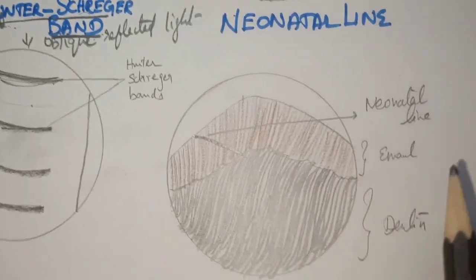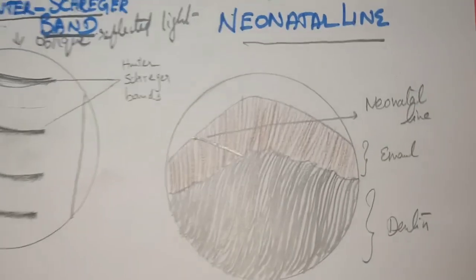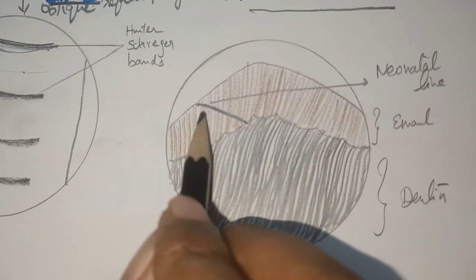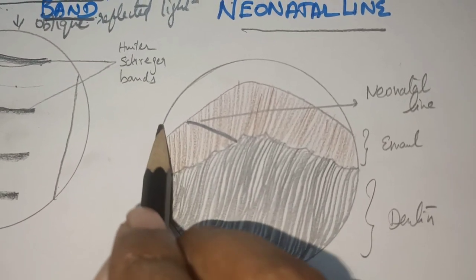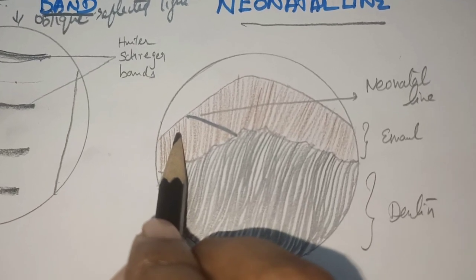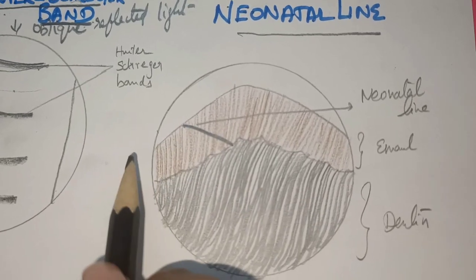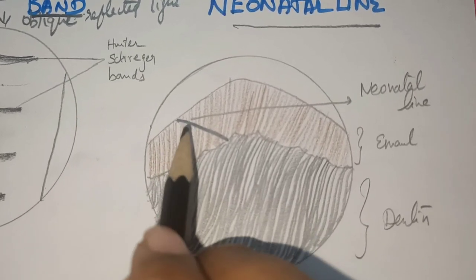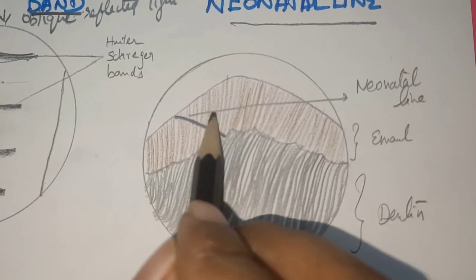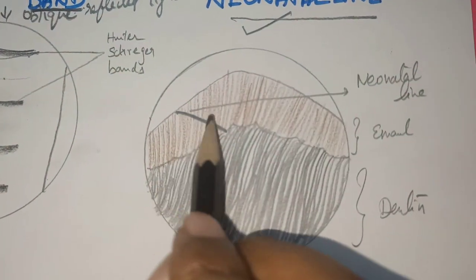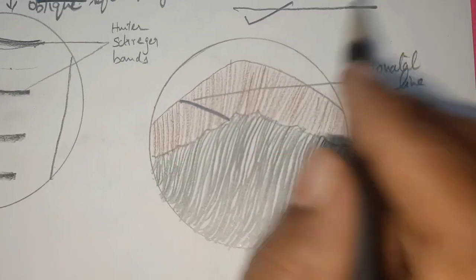We move on to the last section, that is the neonatal line. When you see the incremental lines of Retzius, one small area shows a more darker deposition. That differentiates the enamel formed during the deciduous dentition from the enamel formed during the permanent dentition, that is, pre-birth and post-birth. It shows how much enamel is formed during prenatal and postnatal periods. That is why it is called the neonatal line. It's a dark line indicating the enamel present before and after birth.